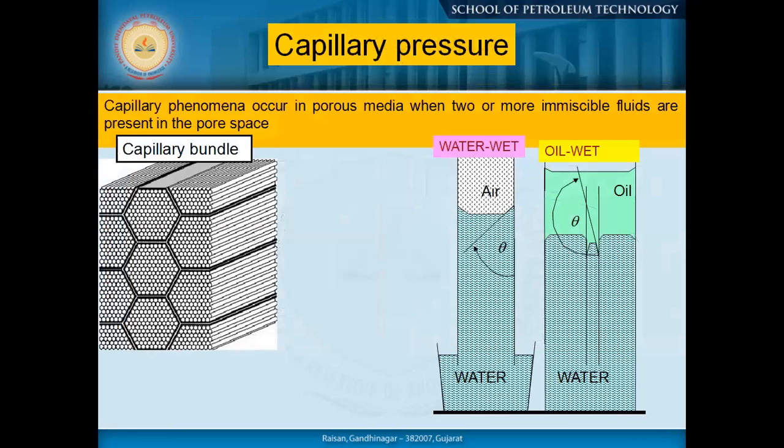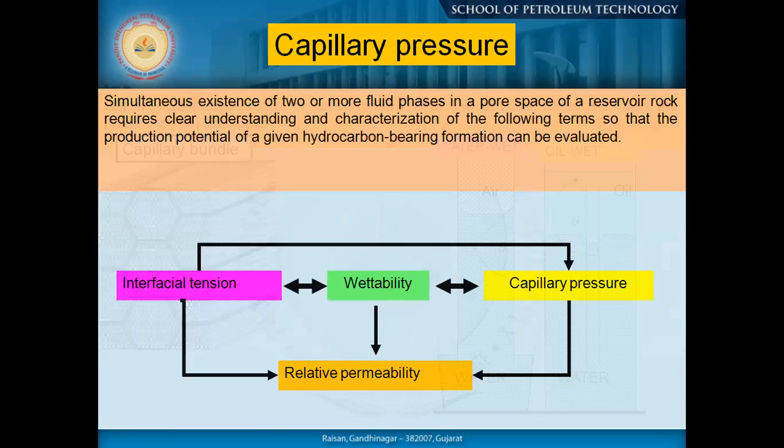So now we are going to the capillary pressure. Capillary pressure plays an important role for relative permeability. Interfacial tension, wettability, and capillary pressure all actually dictate the saturation of water and oil within the reservoir, and that dictates our relative permeability graph. So we need to know what capillary action is.